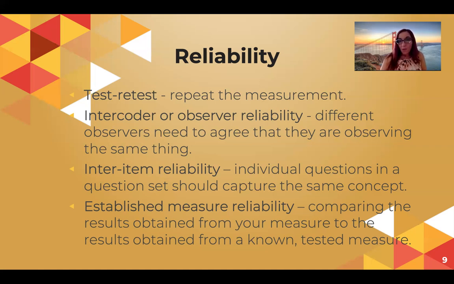And finally, established measure of reliability. You should compare the results obtained from your measure to the results obtained from a known, tested measure. This usually happens when we are modifying or trying to create a new measurement to test a population in, like, another country, and then we want to see whether a different measurement that has been tested already would give us the same results. So we just compare the two and see, and that's how we can establish the reliability of our measurement.